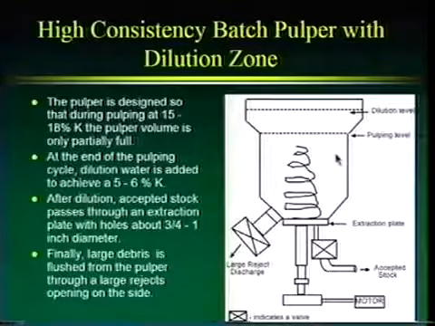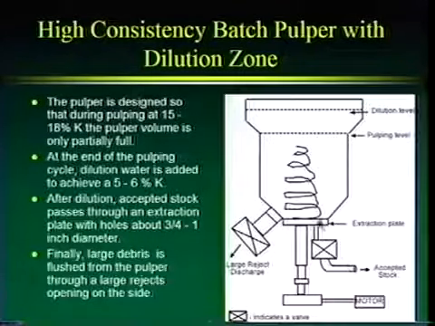Okay, so what happens at the end of the pulping process? Well, first we dilute with water, so now we're at 5 to 6% consistency. Now, in the bottom of the pulper, we have an extraction plate. So it's a plate with holes in it. And at that lower consistency, the pulped material and some of the small unpulped material will go out the exit port, and that exit port will be a little bit bigger. This is not to scale. And then it would go through a valve. So we're opening this valve at the end of the pulper, and here's our accepted stock.